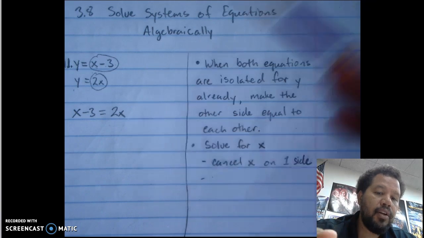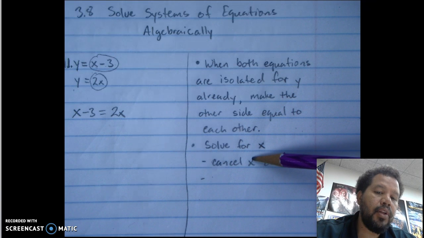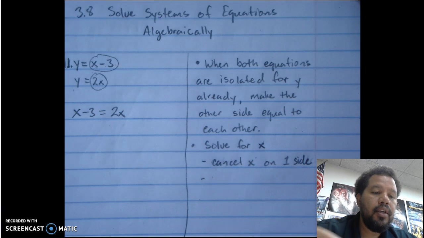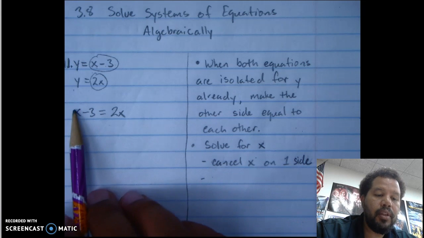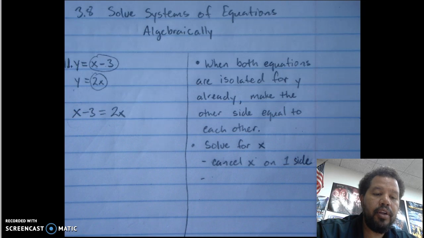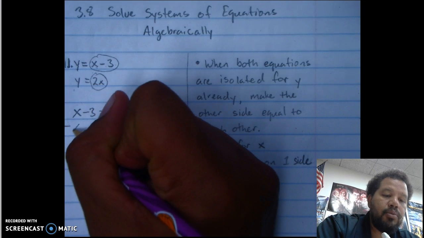Okay, but we have an x on two sides. So what do we have to do? We have to cancel x on one of the sides. Usually I choose the x that has a smaller coefficient. So in this case, we have 1x over here. So I'm going to cancel that by subtracting x.